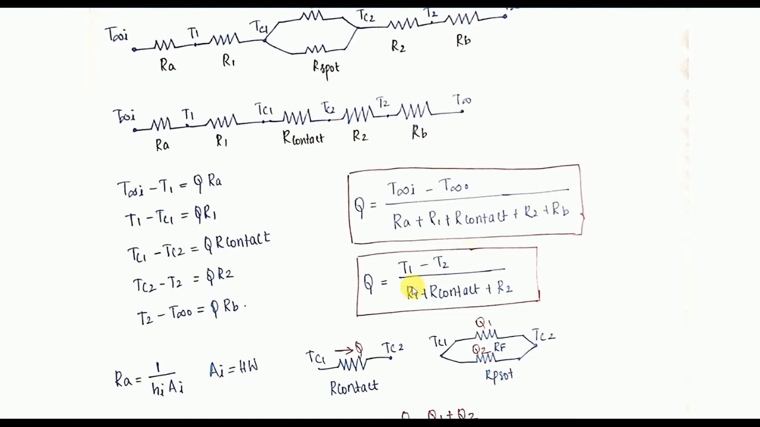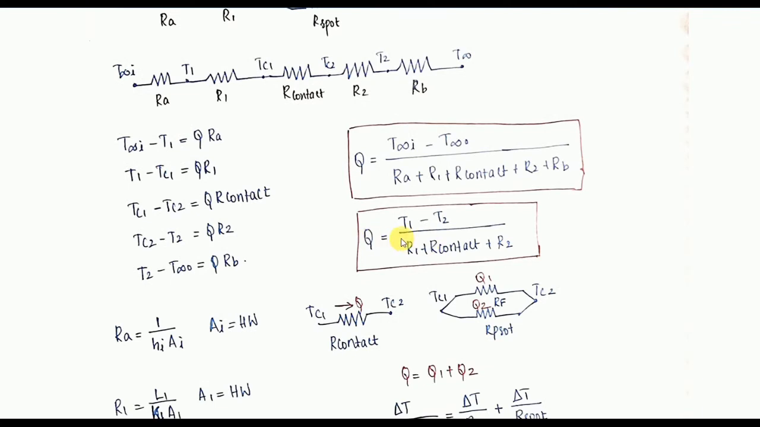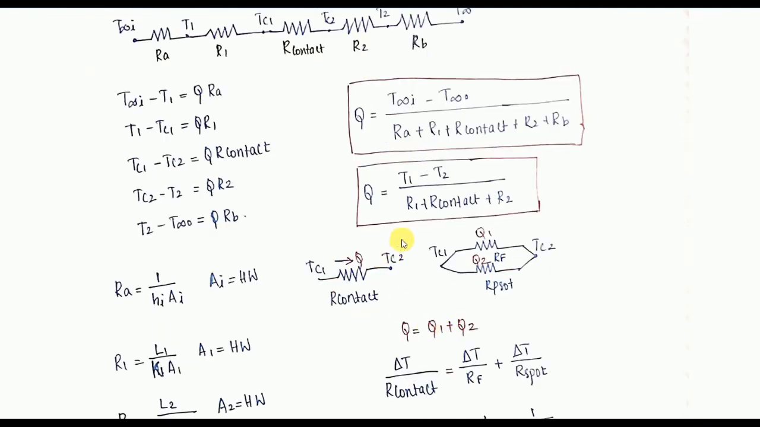Next, if they are asking for the temperatures T1 and T2, what happens? You can leave these things and limit up to T1 and T2, and that's what I have written: R1, R contact, R2, and there will be T1 and T2, T1 minus T2. So I hope you understand how it came, like it will be T1, right? These things will not be there. So T1 only will be there. TC1 will be cancelled, TC2 will be cancelled, and T2 will be there. We are not taking this thing and this thing into account.